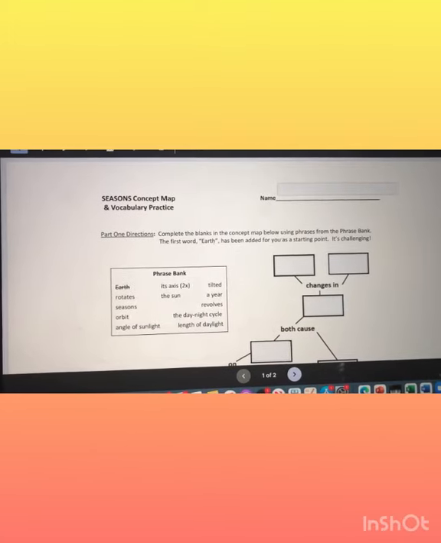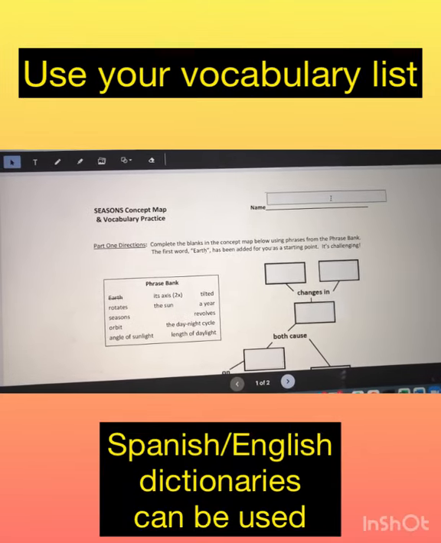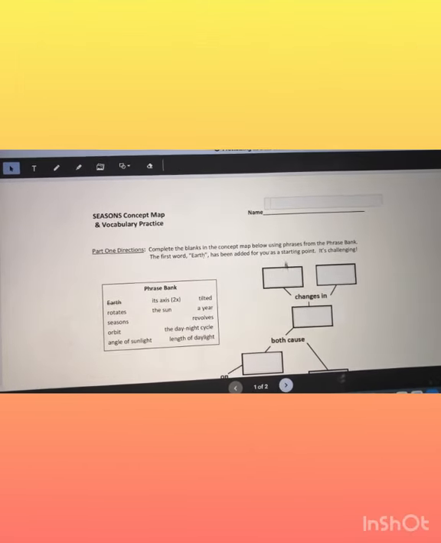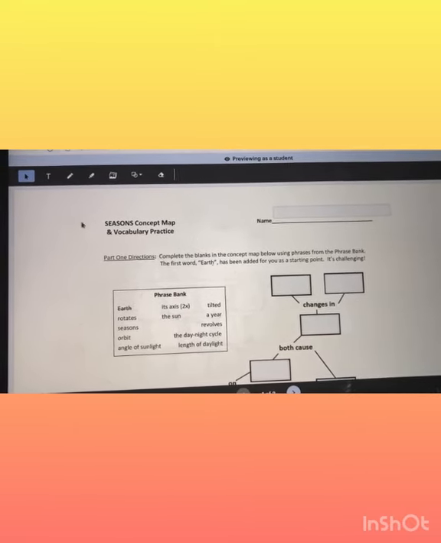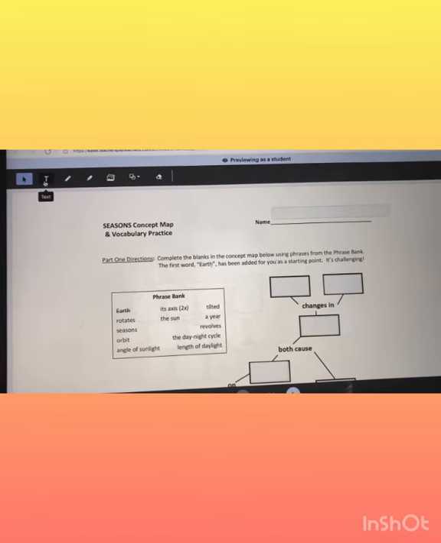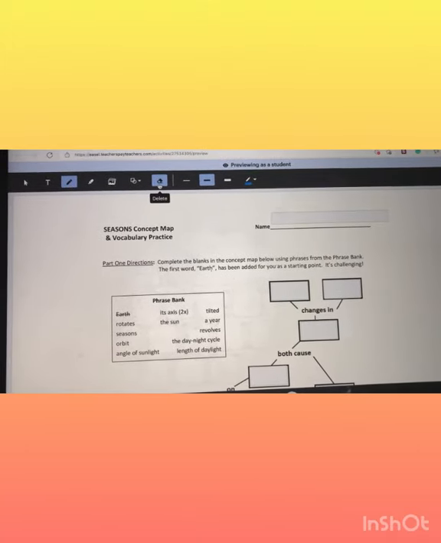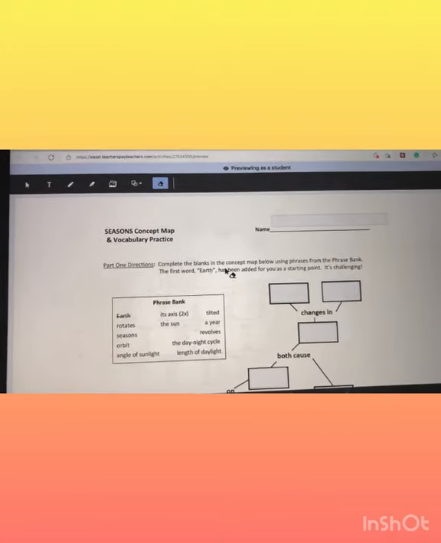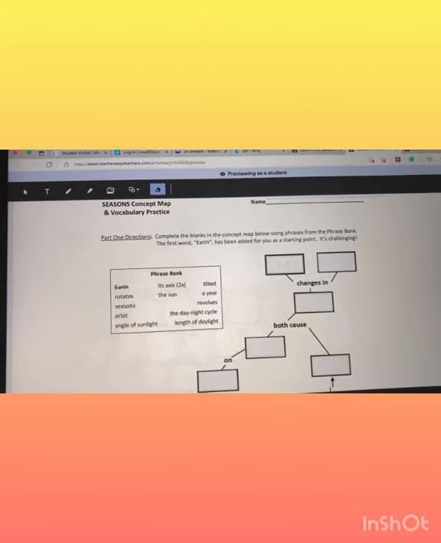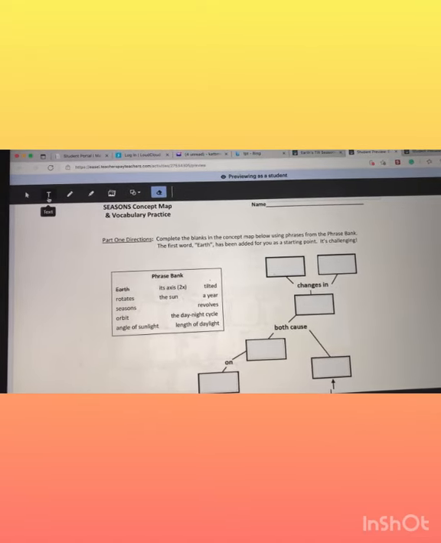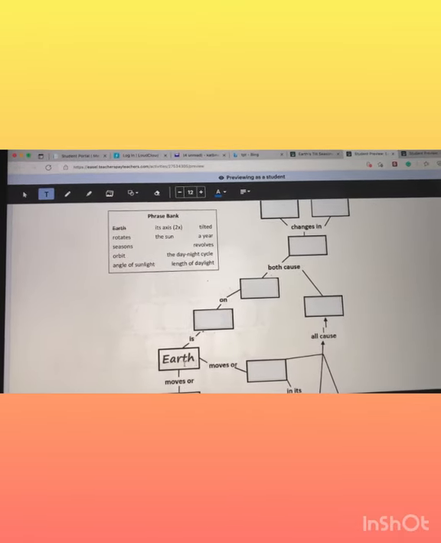Hi students, as I mentioned in the last segment, this is your seasons concept map, and you are going to again use your easel to fill this in, and it will come directly to me. You can use the text button, you can use the pen button, and don't forget about the erase button if you make a mistake. Here is your phrase bank, which is your vocabulary words to fill in these spaces over here. If you notice, the word earth has already been used and it has been marked out, so you're going to want to do that as well.